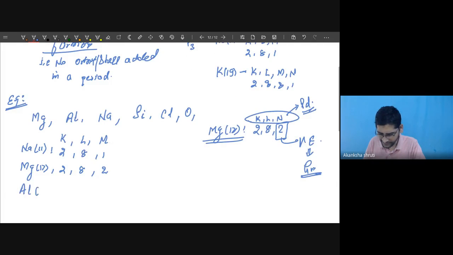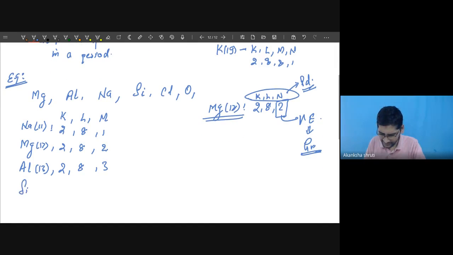Aluminium: 13, electronic configuration 2, 8 and 3. Silicon: 14, it is 2, 8 and 4. Let us take a few more.